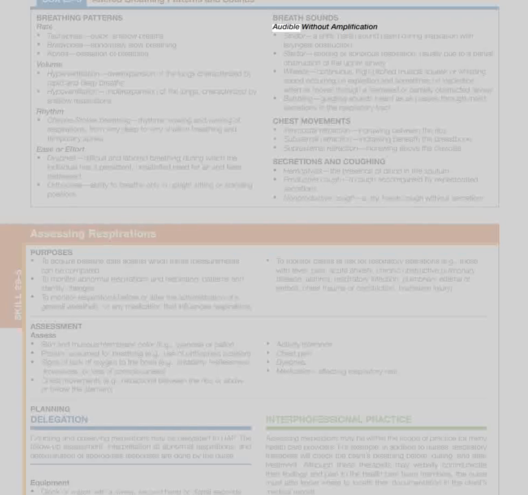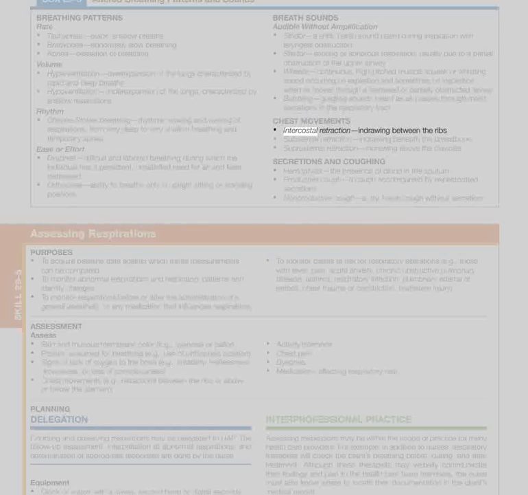Breath sounds audible without amplification. Stridor, a shrill, harsh sound heard during inspiration with laryngeal obstruction. Stertor, snoring or sonorous respiration, usually due to a partial obstruction of the upper airway. Wheeze, continuous, high-pitched musical squeak or whistling sound occurring on expiration, and sometimes on inspiration, when air moves through a narrowed or partially obstructed airway. Bubbling, gurgling sounds heard as air passes through moist secretions in the respiratory tract.